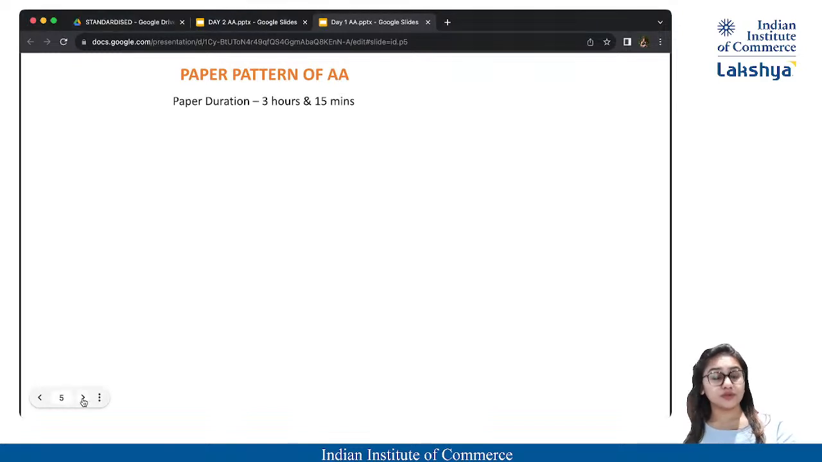The paper duration for AA is 3 hours and 15 minutes. That is the total duration that you get to answer the paper. Everybody knows that it is a CBE paper, so this paper needs to be solved on the computer. For that, you need typing practice.